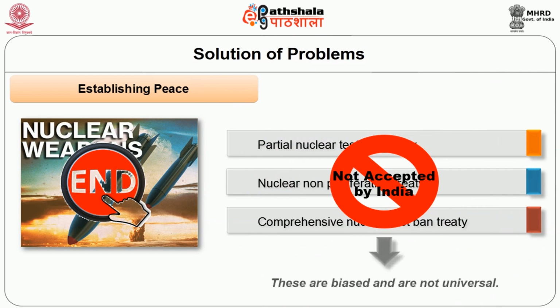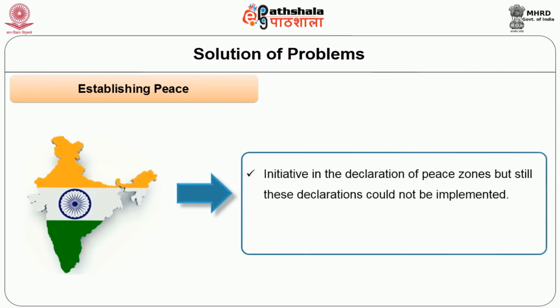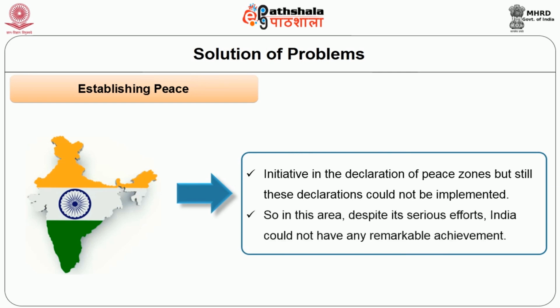But these proposals are not accepted by India as these are biased and are not universal. India has taken initiative in the declaration of peace zones, but still these declarations could not be implemented. So in this area, despite its serious efforts, India could not have any remarkable achievement.